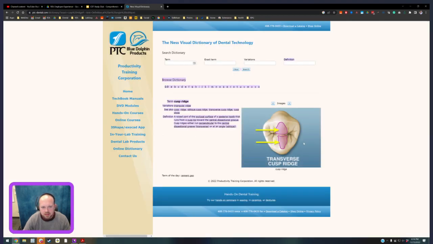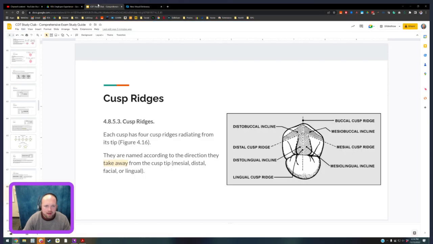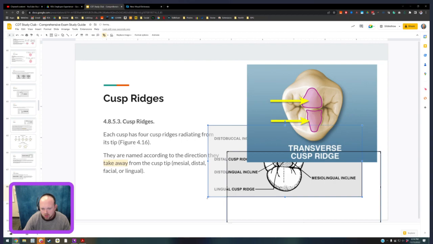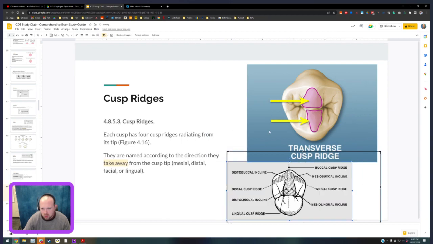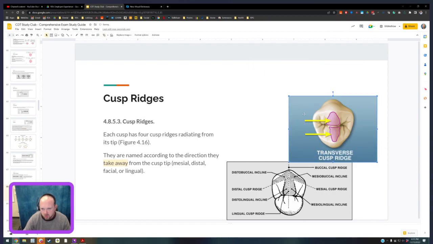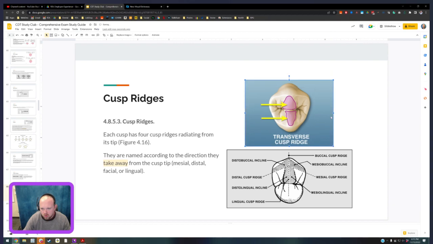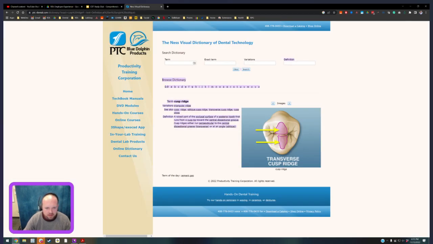All right, Nest Visual Dictionary. Okay. Well, that is certainly a better image. Okay, I like this definition better too. We'll see how this pastes over.